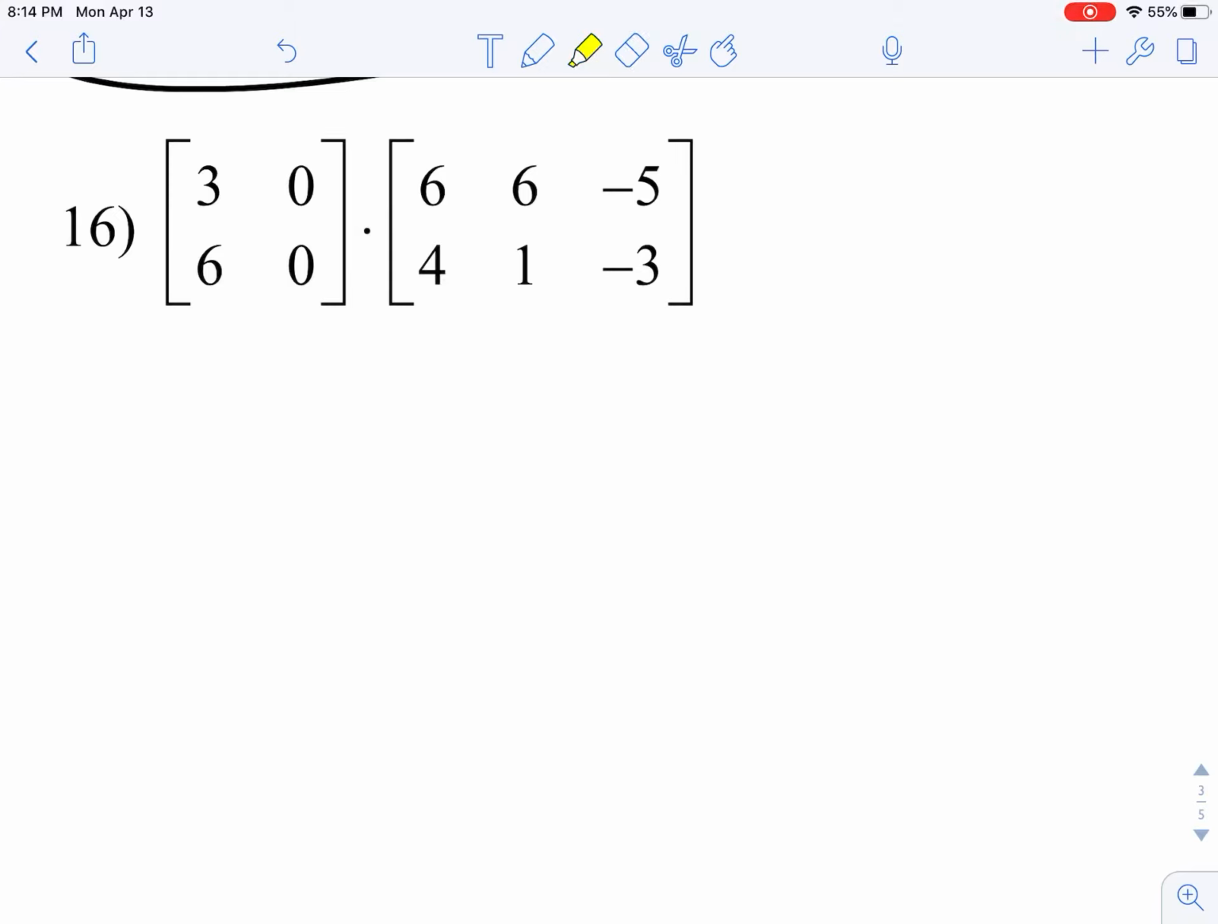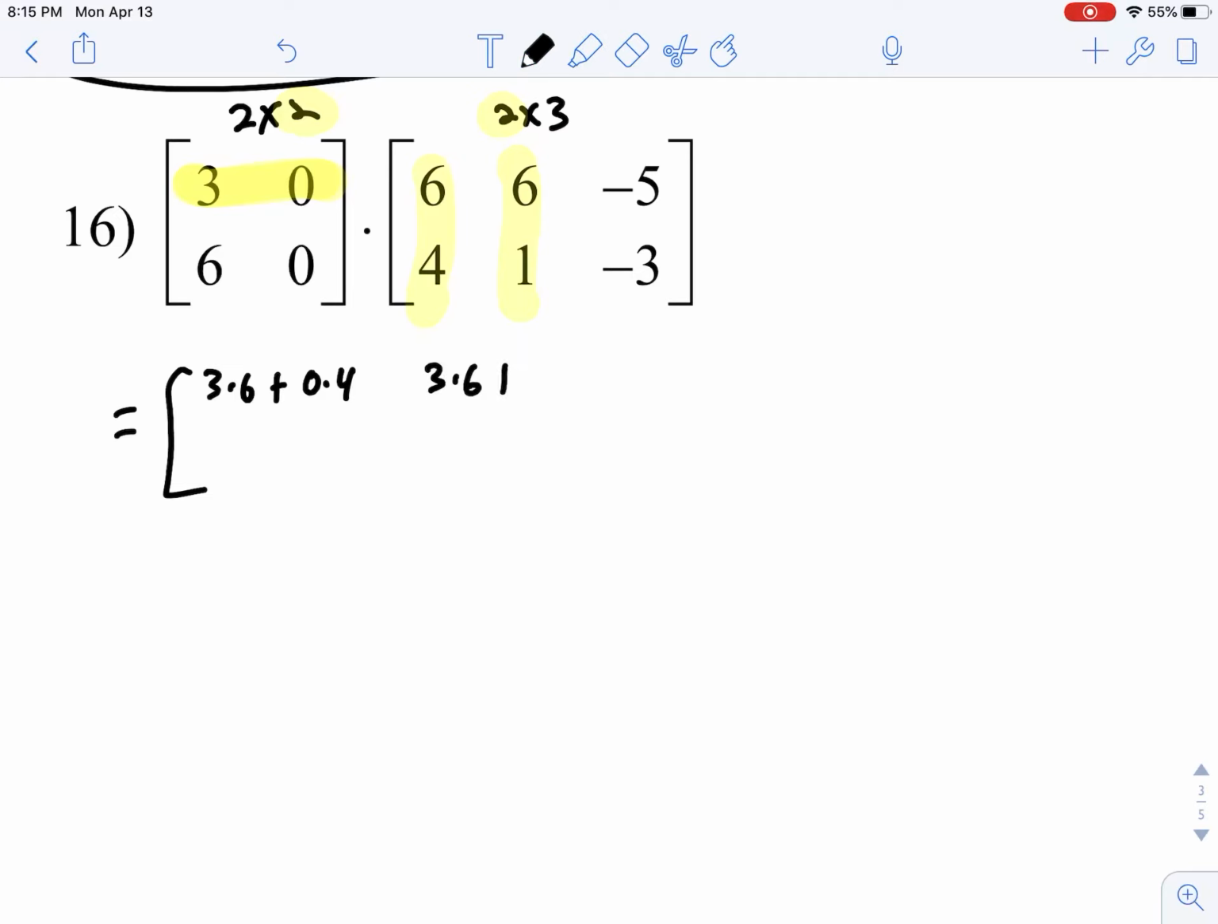All right, this last one, if it's getting tedious, I'm sorry, but the presence of these zeros will make things go a lot better. So, this is a 2 by 2. This is a 2 by 3. Since those numbers match, we can do this, and our answer is going to be a 2 by 3. So, this row times this column. 3 times 6 plus 0 times 4. This row times this column.